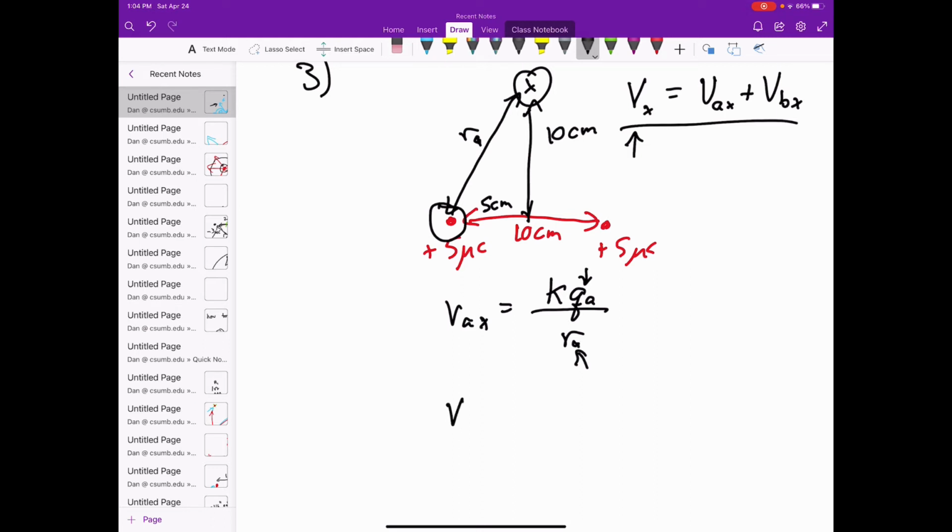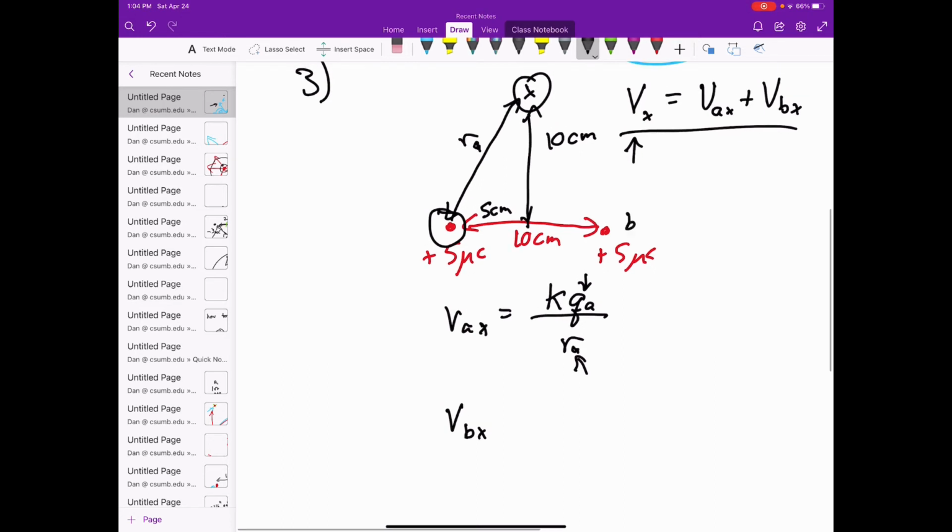And that's how you're going to find that distance r. You're going to do the same thing for charge B here. And the potential at point x caused by charge B is going to be k times Q_B divided by r_B. All right, so you're going to find those two, you're going to add them together, and that's going to give you the potential at point x. And that's what problem 3 is looking for.